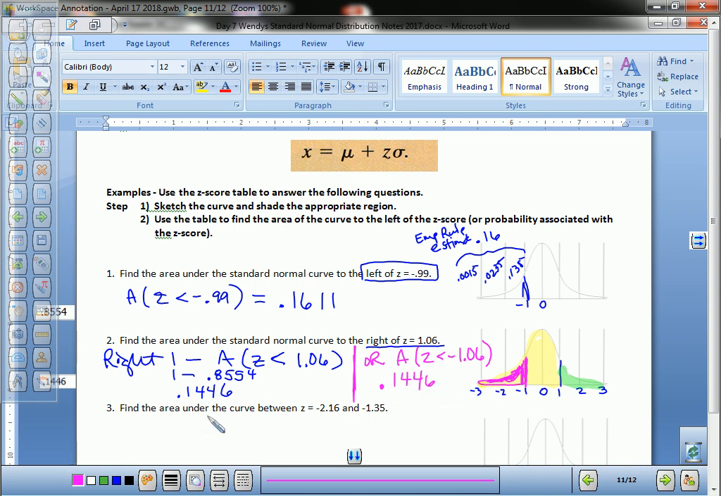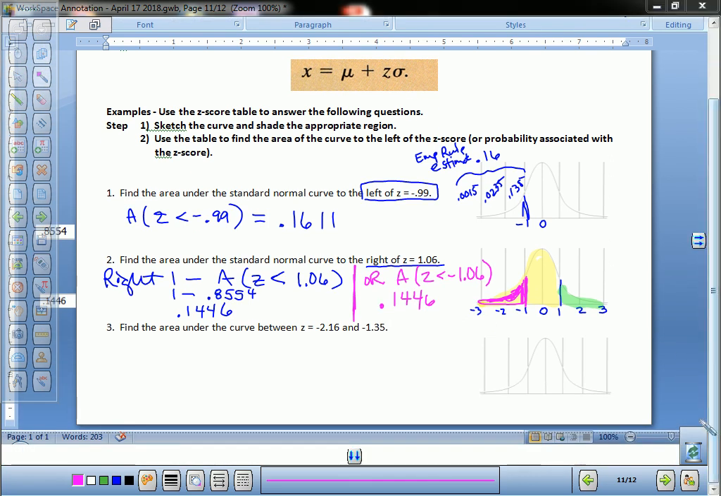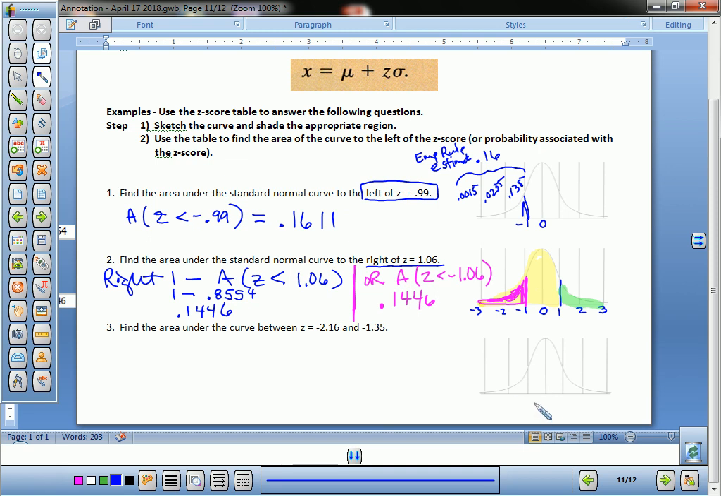0.1446. Are they the same? Yes. Okay, now let's talk about how we would do between. First let's draw it so it'll make sense. So we have 0, 1, 2, 3, negative 1, negative 2, negative 3. All right, so this wants us to go between negative 2.16, right there, and negative 1.35, right there.